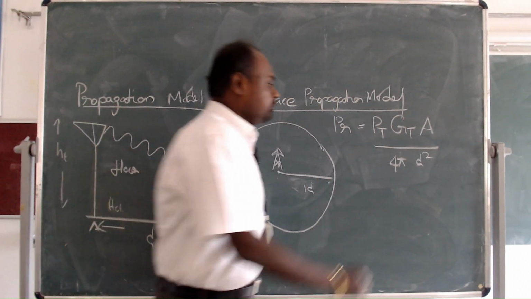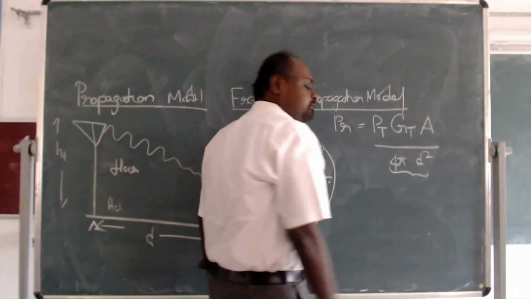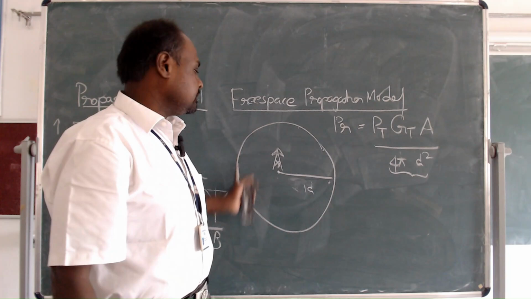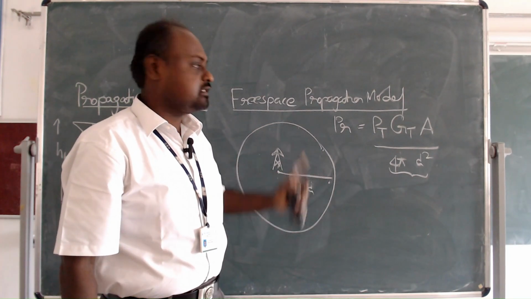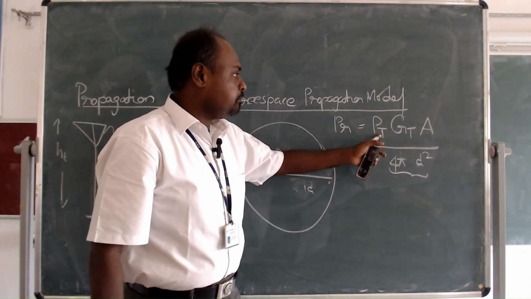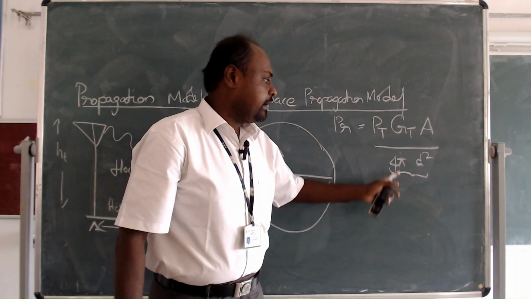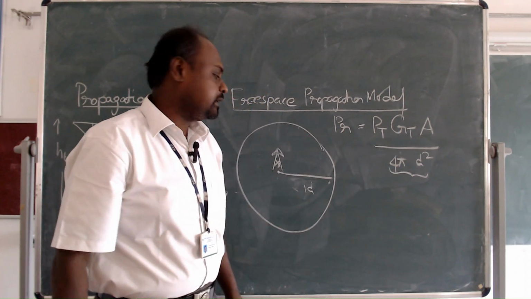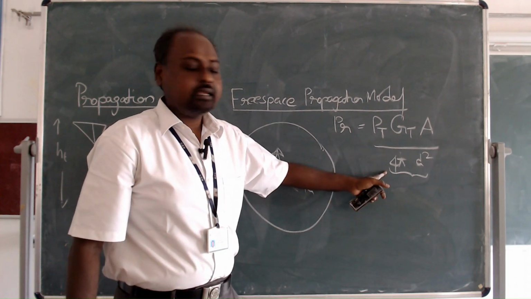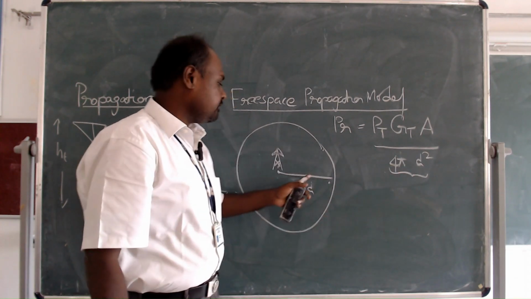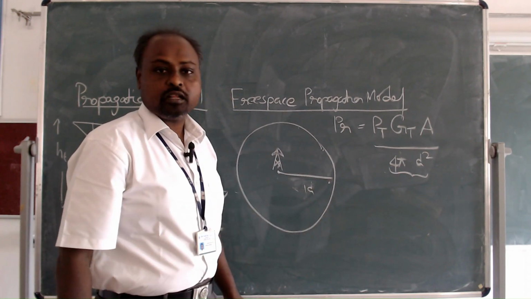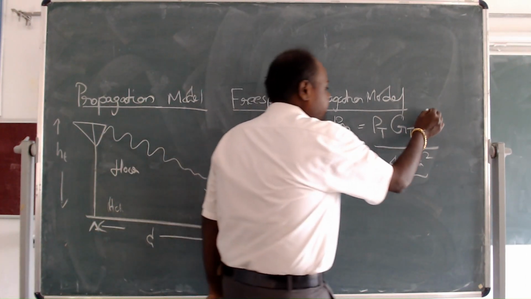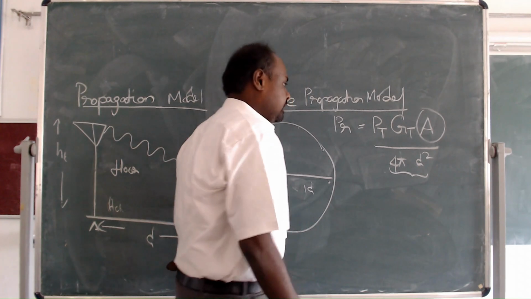So this formula comes, that 4 pi D square comes from the area of the sphere. As I mentioned, you have to imagine this area not as a circular pattern, but as a sphere. So PR equals PT GT A divided by 4 pi D square. So 4 pi D square is the area of the sphere, which traditionally we study as 4 pi R square. Here instead of R we are just having D. Notation is D. Now area. So we need to change this. What is that area? So here A.